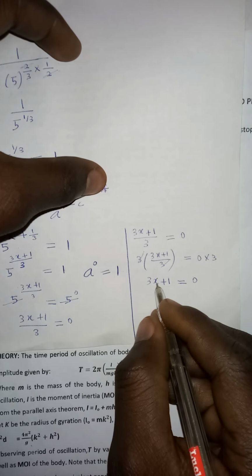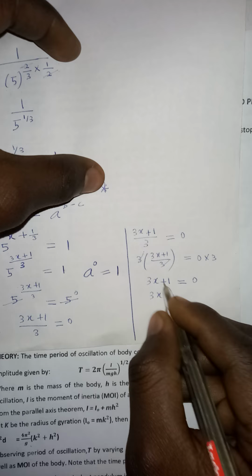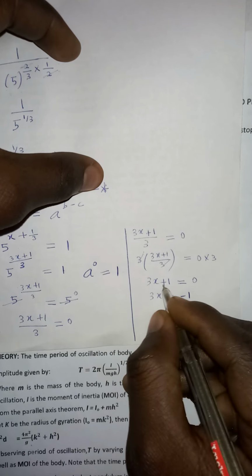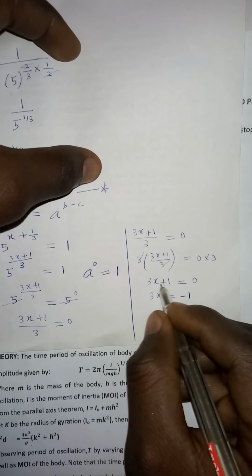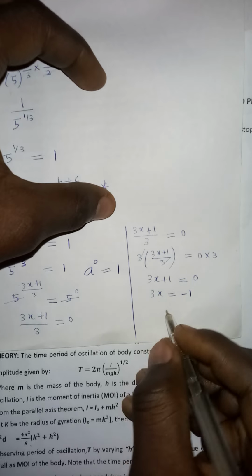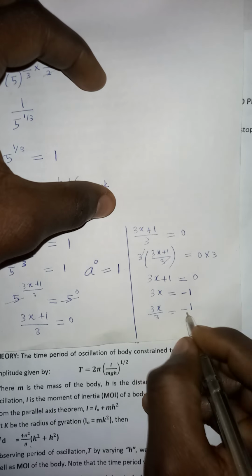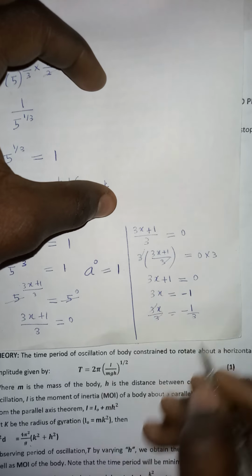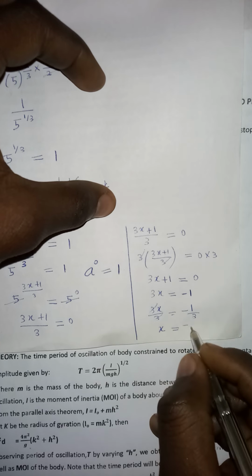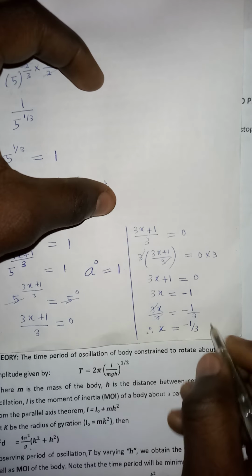Here I want to make x the subject of the formula, so I transfer this 1 to the right hand side. So this is going to be 3x equal to minus 1, because when it is positive, it comes to the right hand side with a negative. Then I divide both sides by 3 to make x the subject of the formula. So 3x over 3 equals minus 1 over 3, such that the 3s cancel, and we are left with x equal to minus 1 over 3. Therefore the value of x is equal to minus 1 over 3.